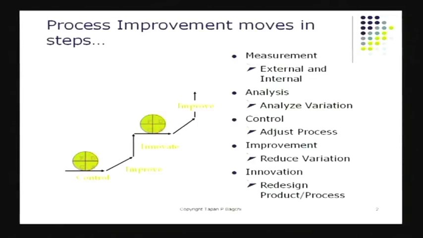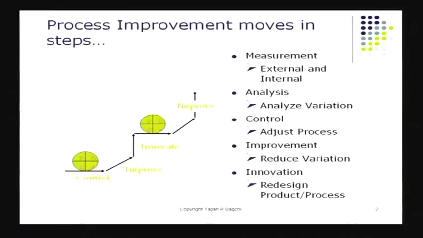We realize and we know by this time that process improvement generally moves in steps. In the Six Sigma framework, we of course have DMAIC. DMAIC is define, measure, analyze, improve, and then control. Any problem solving procedure generally moves along these paths. And the same thing I have for process improvement. I have measurement, then analysis, then control, then the improvement done, and then of course innovation. You need innovation, otherwise you'd be stuck wherever you are.